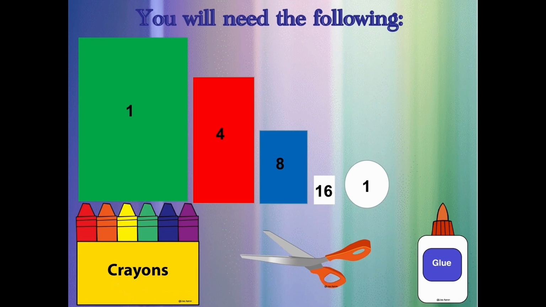You will need the following: one piece of green paper in a rectangle shape, 4 red pieces of a rectangular shape paper. You can decide on the colors. I chose red. You need 4 of them that looks like this. You need 8 blue. You need 16 white. Make the sizes just as you see here.